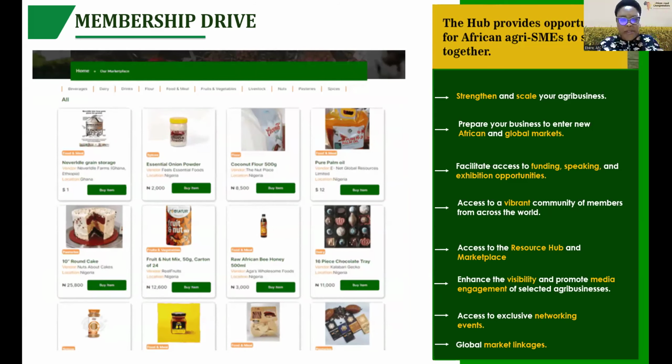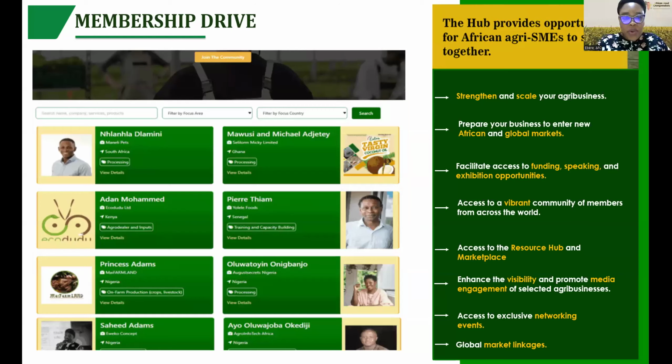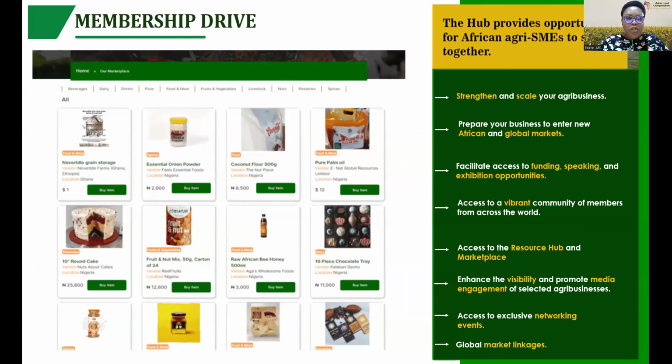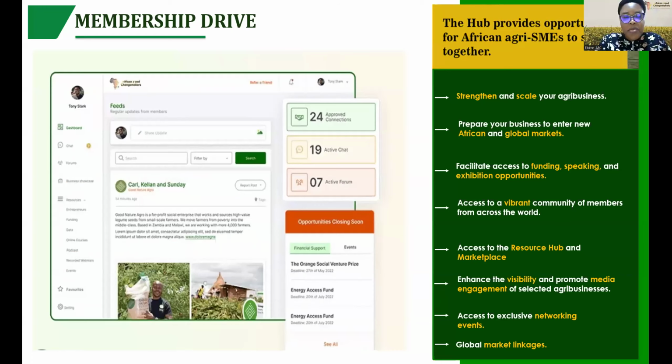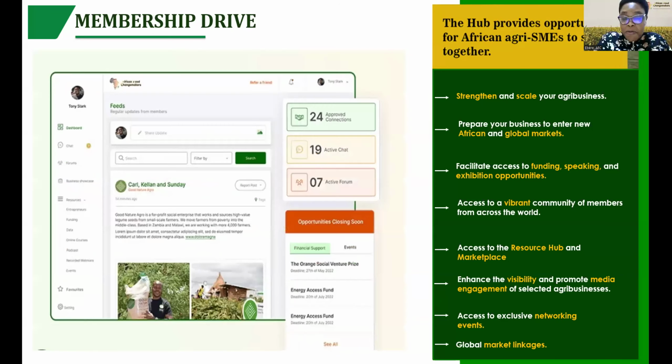So we look out for these opportunities out there and bring them to our community members to take advantage of, to apply for those opportunities and soar in their businesses. We also give you access to a vibrant community of members from across Africa. Currently, we have over 6,800 members from across 48 countries here in Africa.